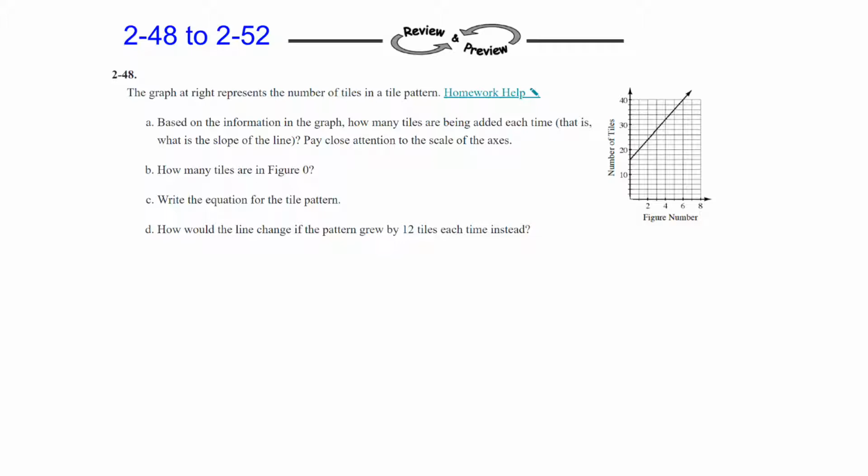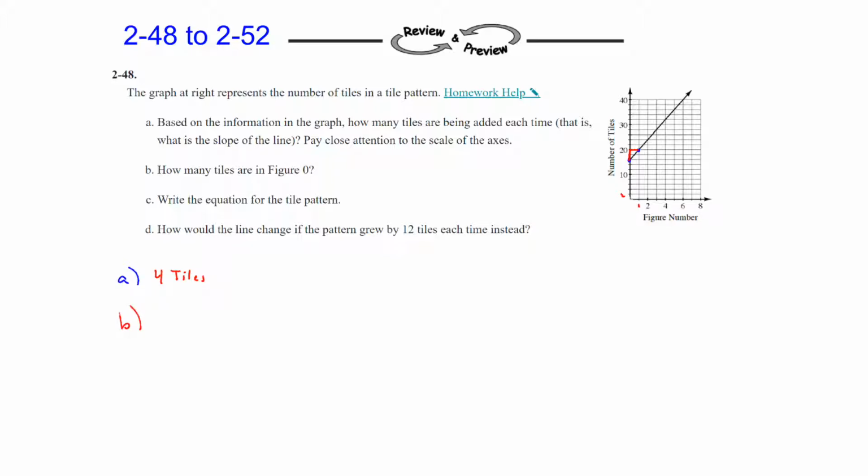Part A: based on the information in the graph, how many tiles are being added each time? Pay close attention to the scale of the axes. So we want to find two nice points. We can start at the y-axis and then find another one, but also pay attention to the scales. Each one of these on the y-axis goes up by 2, so this would be 2, 4, and then on the x-axis it goes over by 1. So if it goes up 4 and then over 1, that means we're adding 4 tiles each time.